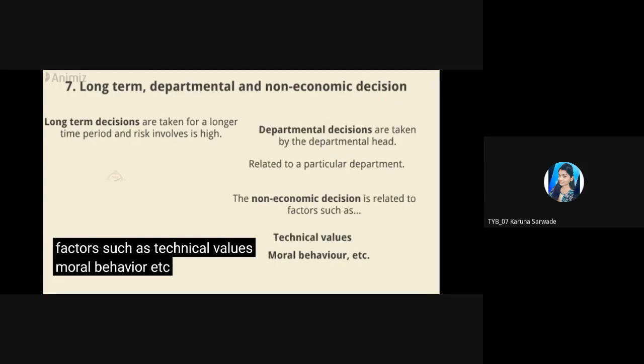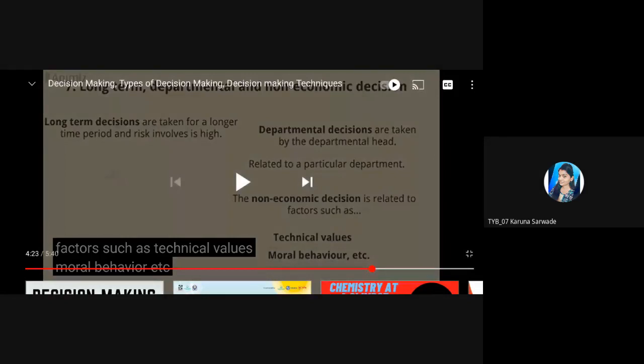And non-economic decision means it is related to factors such as technical values, meaning the design parameters of the particular product. So the technical values and moral behavior of that particular design engineer, that factor is included in the non-economic decision, meaning it is not an economic decision. So this type of decision is taken at the departmental level.